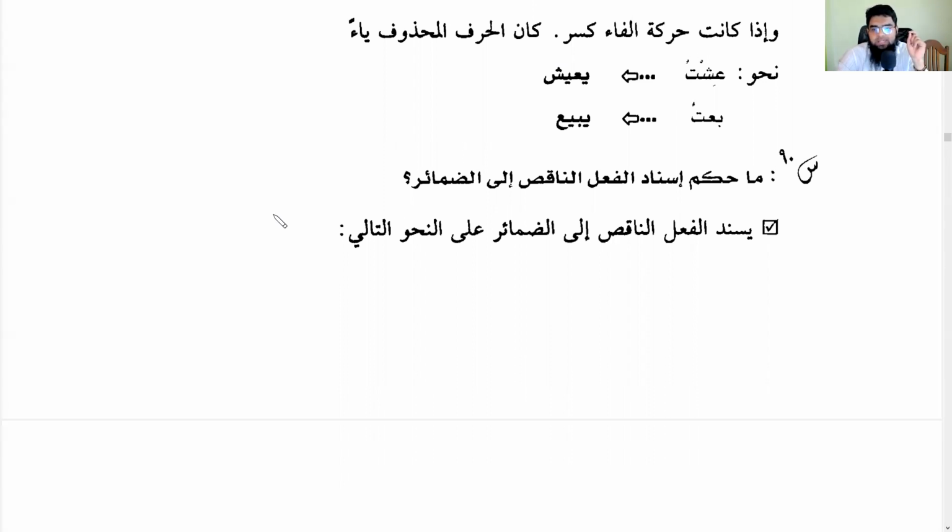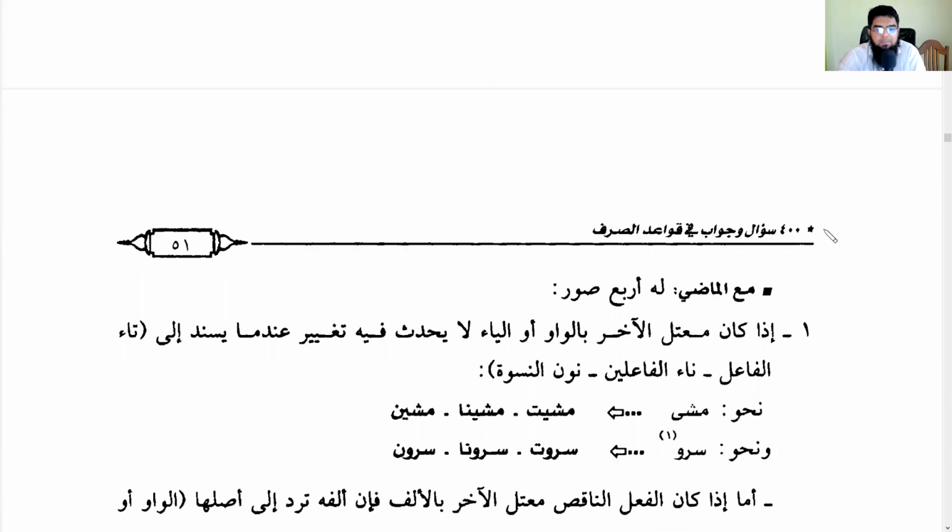Question number 90. Ma hukmu, now we are talking about naqis. Ma hukmu isnad al-fi'l al-naqis ila al-dhamair. How do you do the conjugation of naqis? The naqis verb is conjugated with pronouns as follows. The isnad is done like the following: ma'a al-madi lahu arba'u suwar. So naqis has more complications. With naqis, in the past tense, it has four forms.